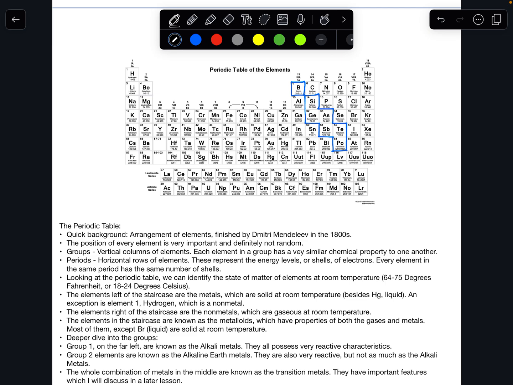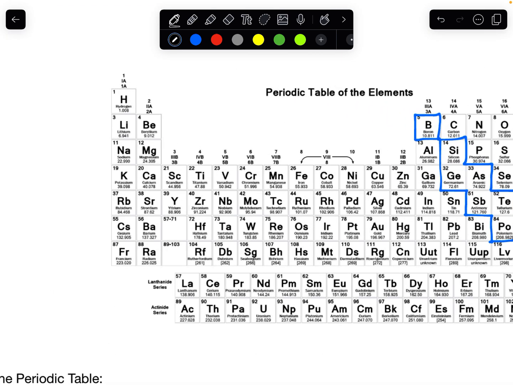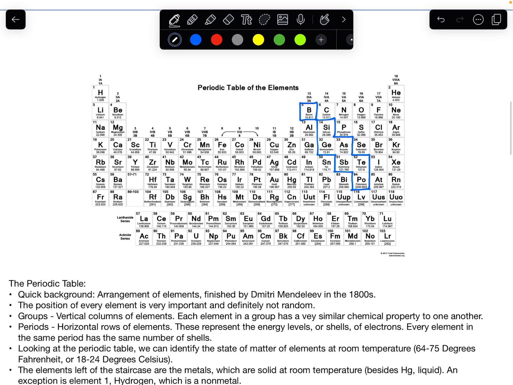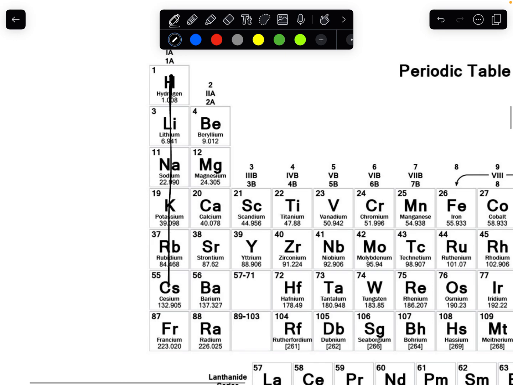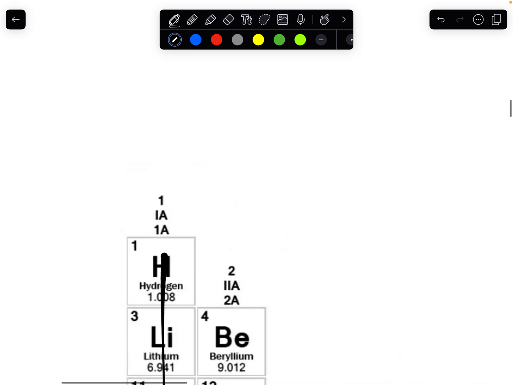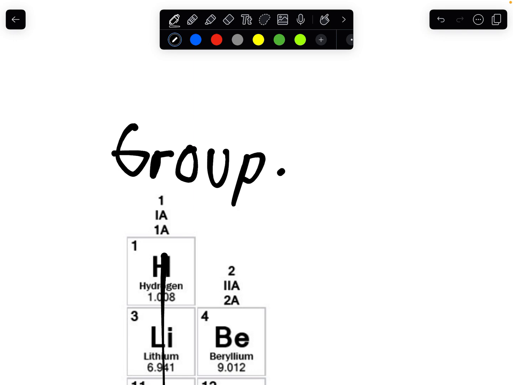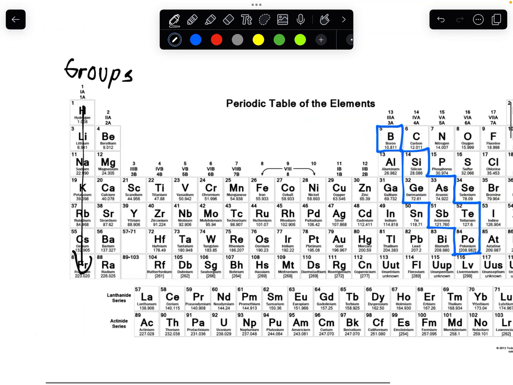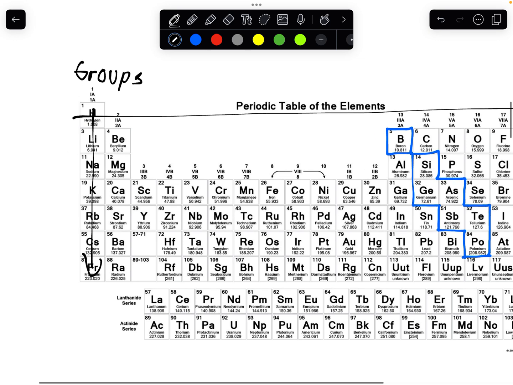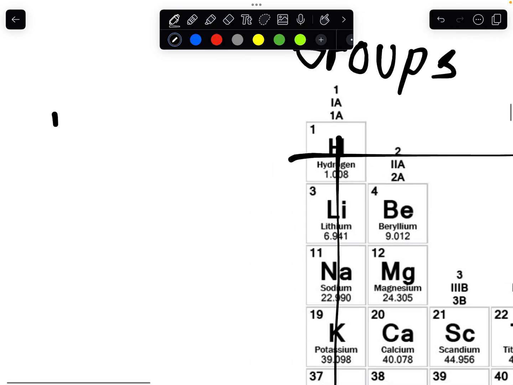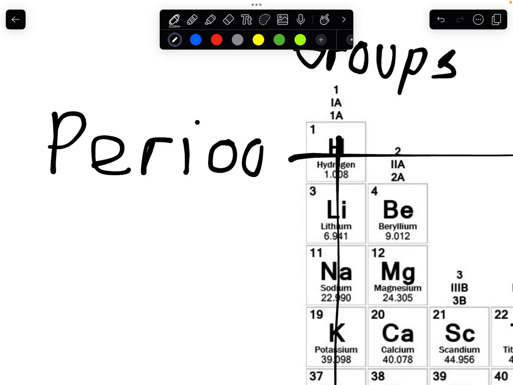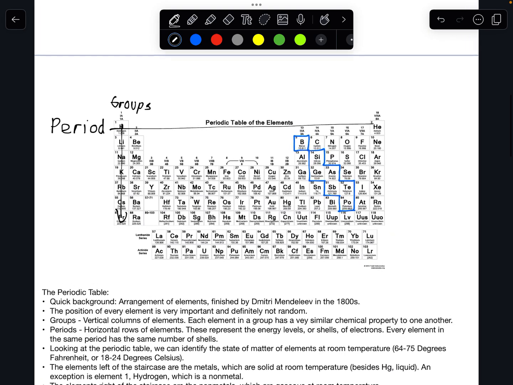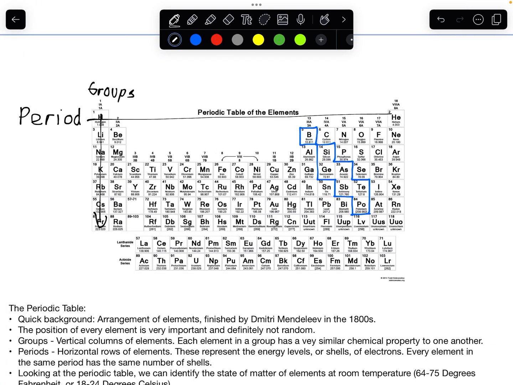So first of all, we have the groups. Groups are vertical columns of elements, meaning this is a group. So these are groups. On the other hand, we have periods, which are horizontal rows of elements, meaning a period would be here. These both play a very crucial role in chemistry.